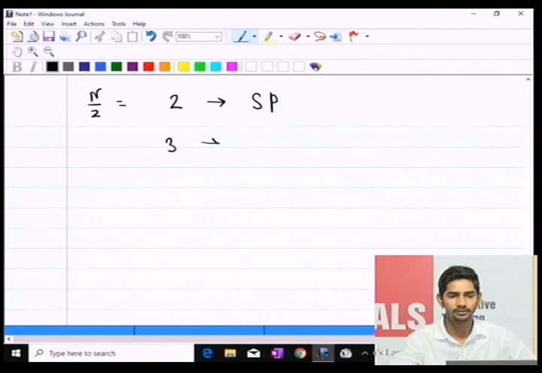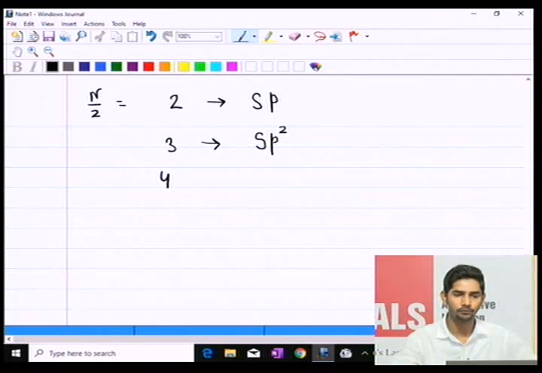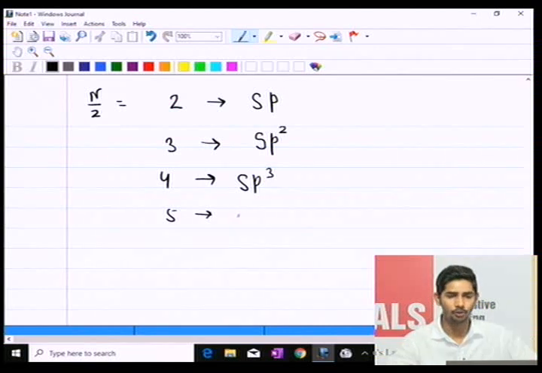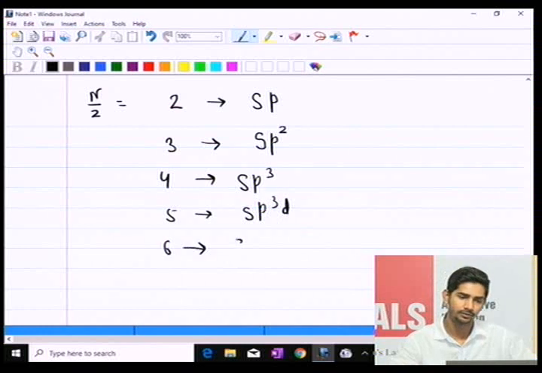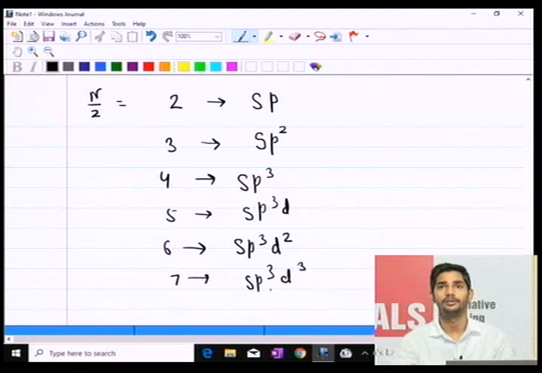If it is 3, we know that p can have 3 orbitals, but s can have only 1. That's why I'll write s and then 2p, which is sp2. For 4, it will become sp3. For 5, guys, we have already used all s and all p's, because p can have a maximum of 3 orbitals. Now the next orbital should come out to be d. After that, sp3d2. After that, sp3d3.